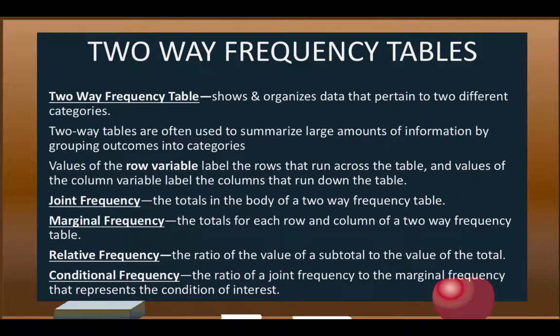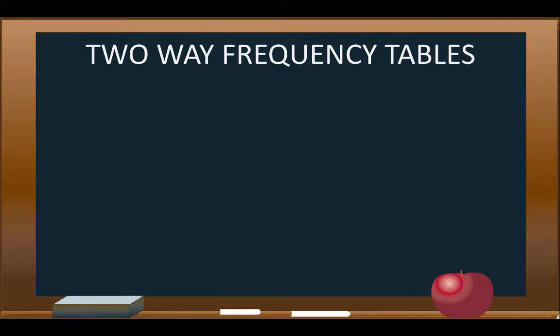And then our last one is conditional frequency. Once again, we're looking at a ratio, but this time it's the ratio of the joint frequency to the marginal frequency, and it represents the condition of interest. So once again, we're about to go through some examples, and I will show you what each of these actually mean, and we will calculate each of them.